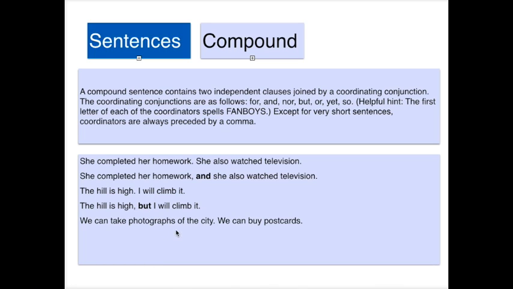We can take photographs of the city. We can buy postcards. Two separate thoughts, both independent. Again, we can join that together by the use of a coordinating conjunction. This one is or. So we can take photographs of the city, or we can buy postcards.